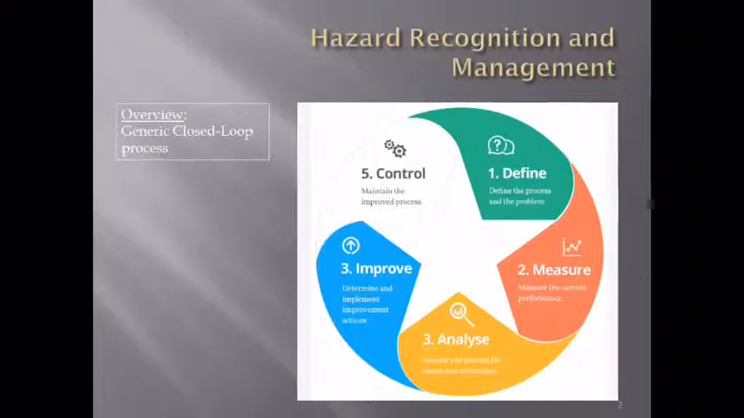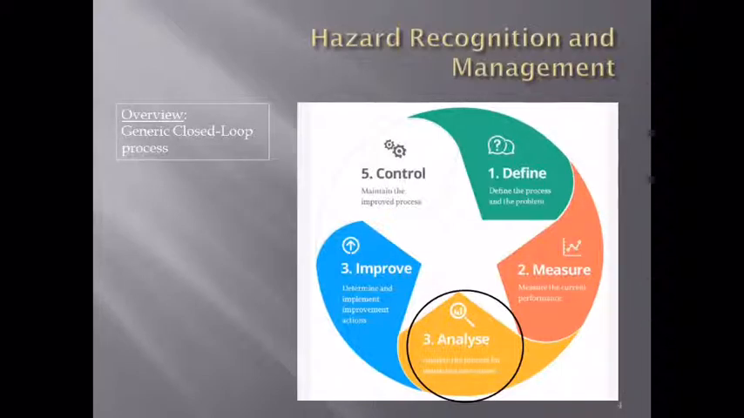So let's work into the generic closed-loop process. The first part of that is to define the process and the problem. What is it that you're working with? Once that's done, one must measure the current performance. Get a baseline status. How well does the current system perform? Is it effective? Is it efficient? What improvements can be made in that area? We're looking at the baseline. What is the current performance? Measure that.